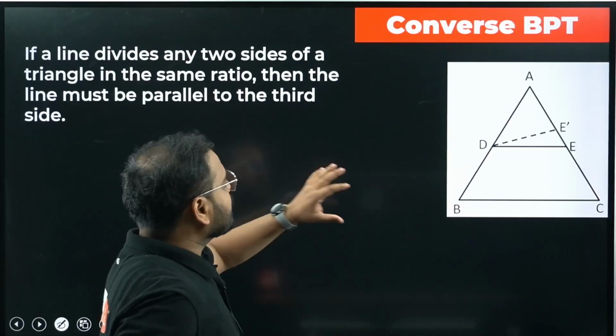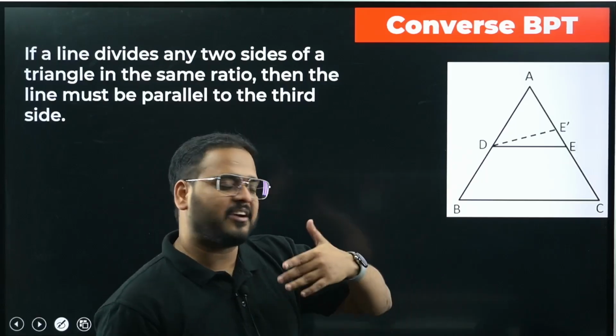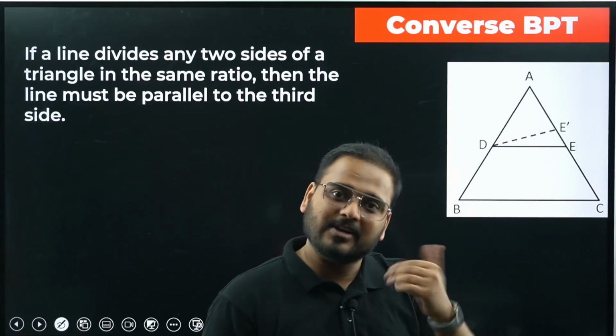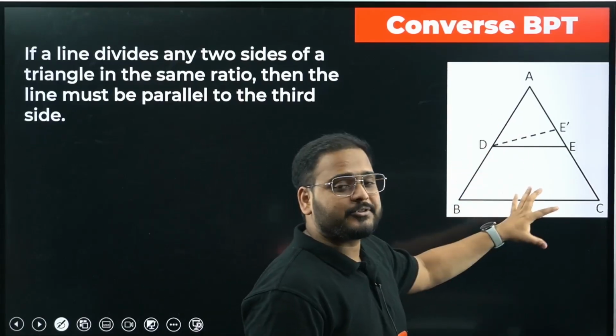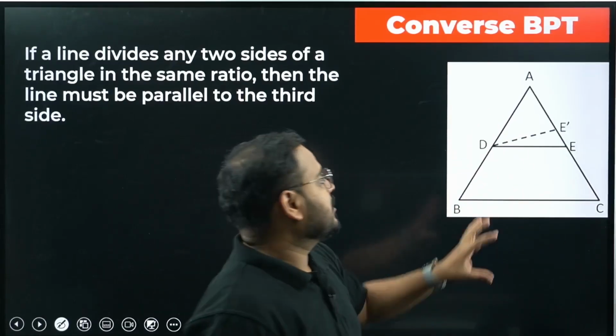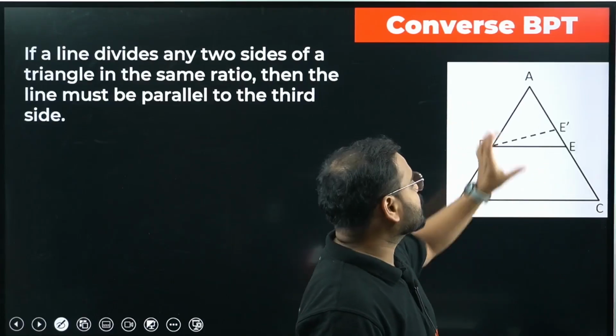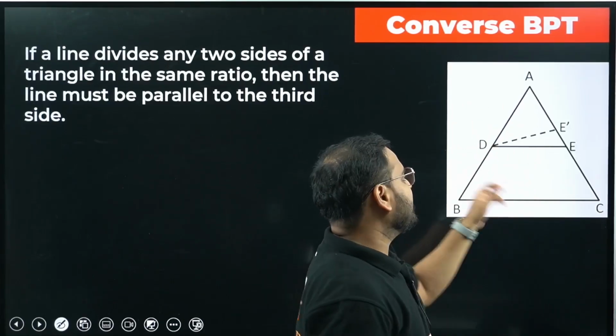Converse means what? First of all, I'll go ahead in if and then condition. If the line is parallel, then the sides are proportional. That was the BPT. Converse is the opposite: if the sides are proportional, then the line is parallel. Means if AD by DB equals AE by EC, then prove that DE is parallel to BC.